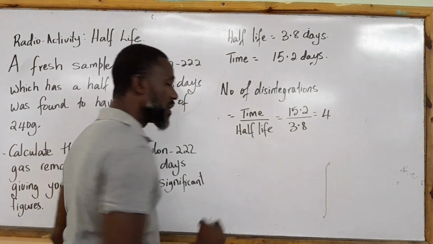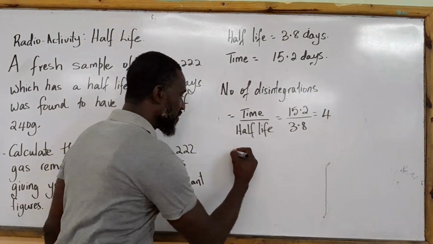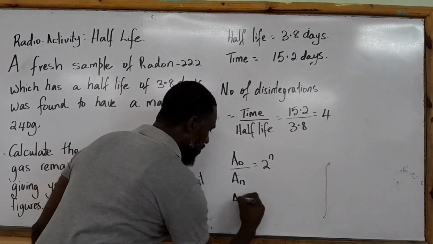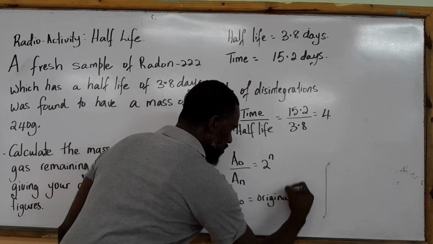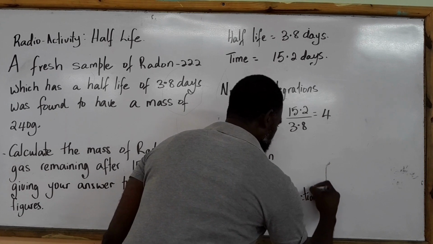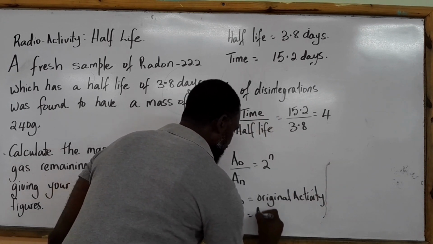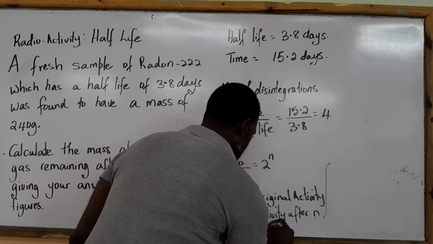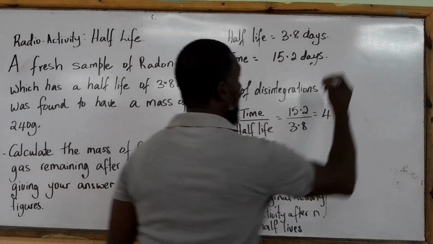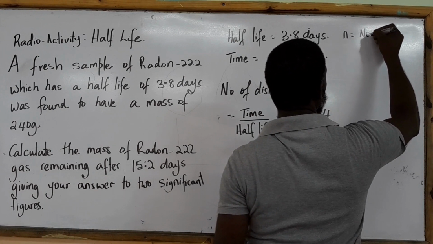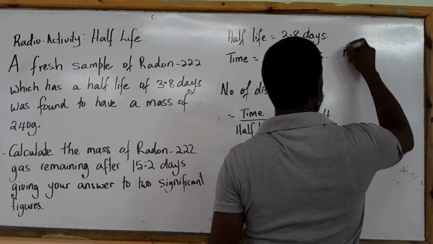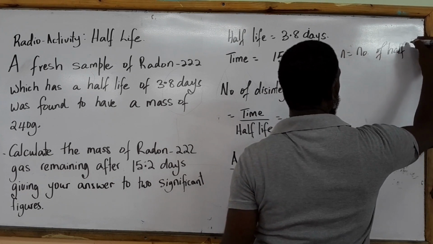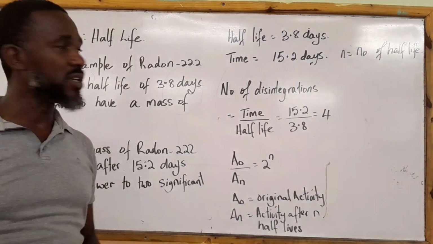Now, in the introductory video, we gave you a formula that says A0 divided by An is equal to 2 to the power n, where A0 is equal to the original activity, while An is equal to the activity after n half-lives, and n is equal to the number of half-lives.